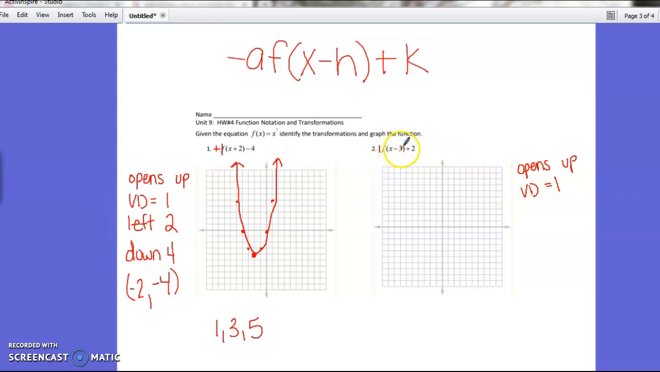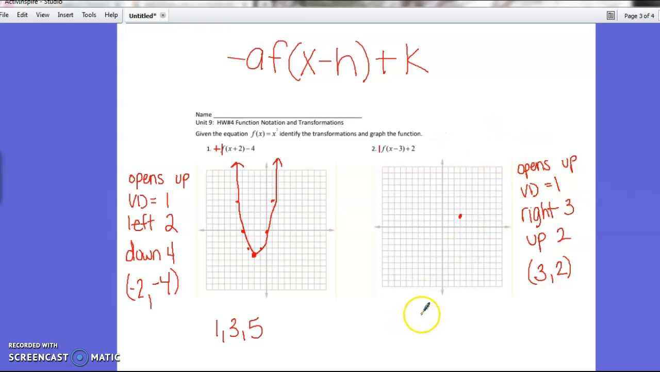We have an x minus 3 inside. So that's telling us that we are going to move to the right 3 units. And we have a plus 2 on the outside. So that means we're going to move up 2. So our vertex is, since this is right 3, it's going to be positive 3 and then positive 2. So our vertex is at 3, 2. So 1, 2, 3, 1, 2.